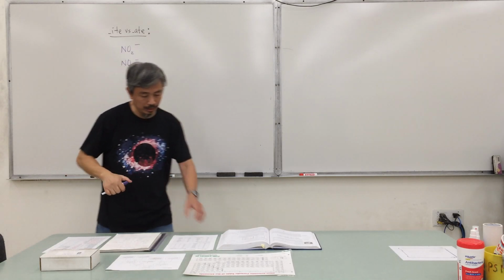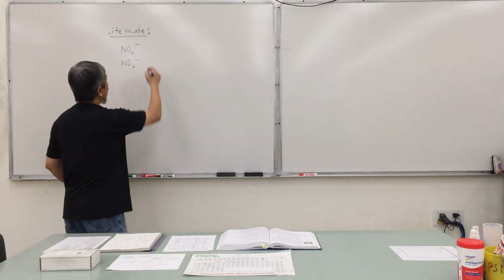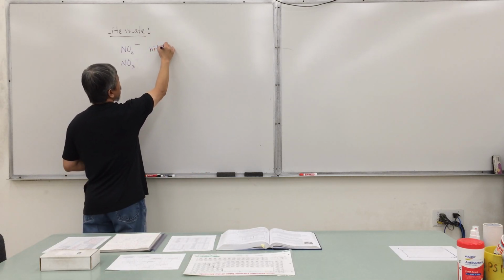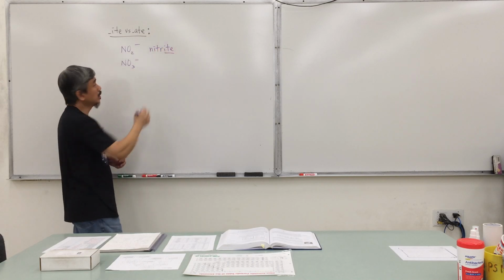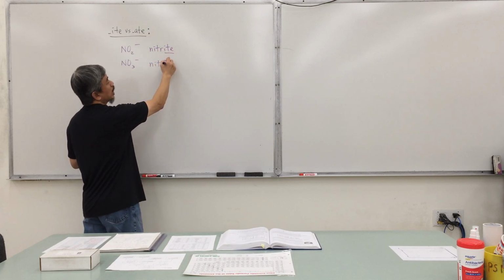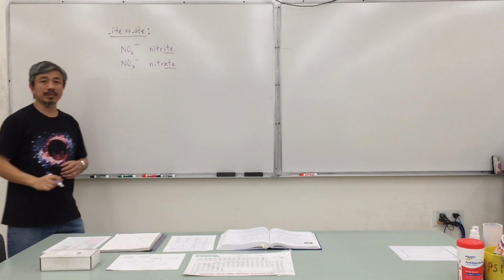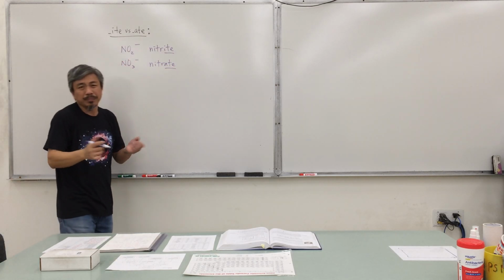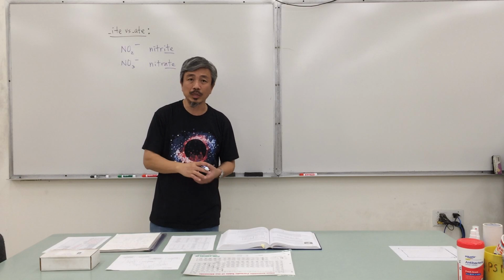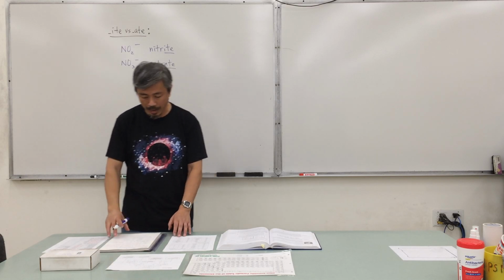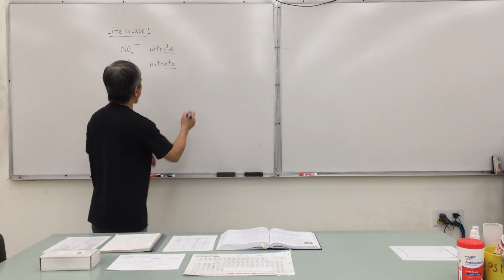So if you look at the two on your reference sheet, this is the nitrite polyatomic ion. This is the nitrate polyatomic ion. Now with just these two, it might not be so obvious whether there's going to be a particular trend in there or not. So let's go ahead and try another one.